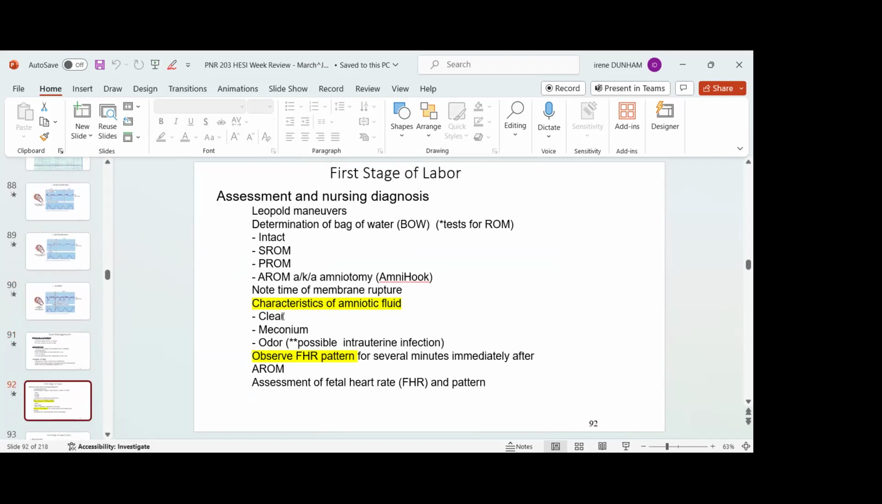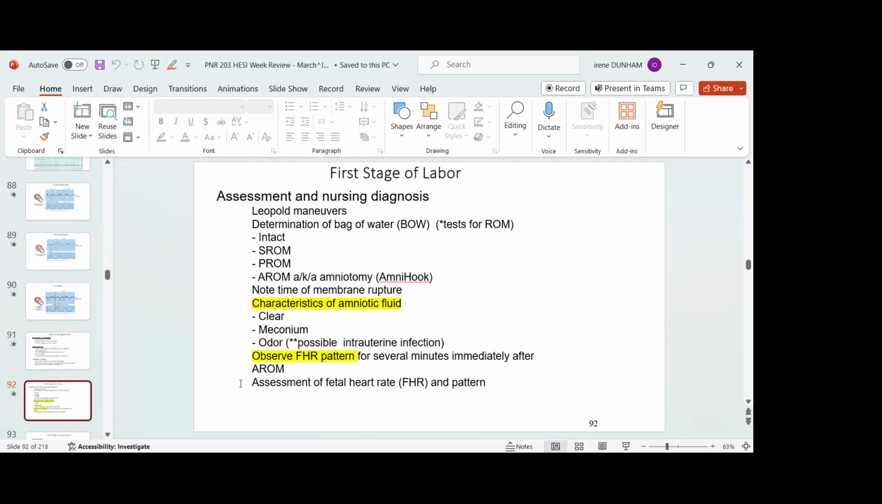If you see that mom has meconium, which is the baby's first bowel movement, and he's having it inside now instead of outside, that's not good. Meconium-stained fluid. We can get through labor. We monitor very closely for meconium-stained fluid. And if the amniotic fluid has an odor, that's usually indicative of an infection.